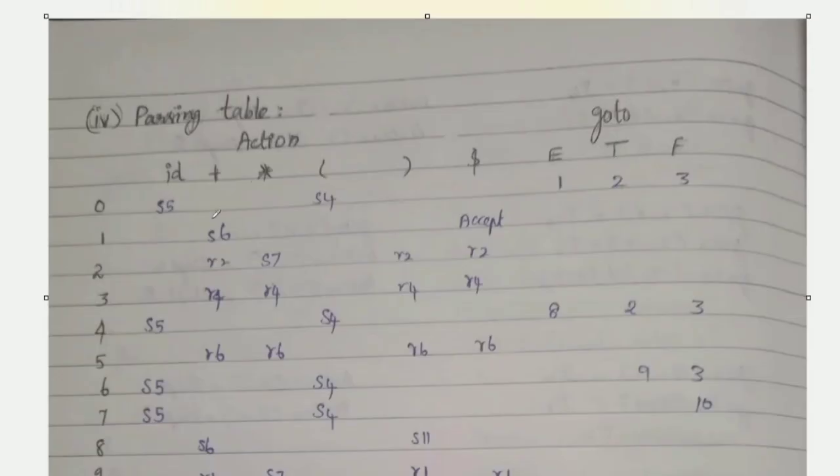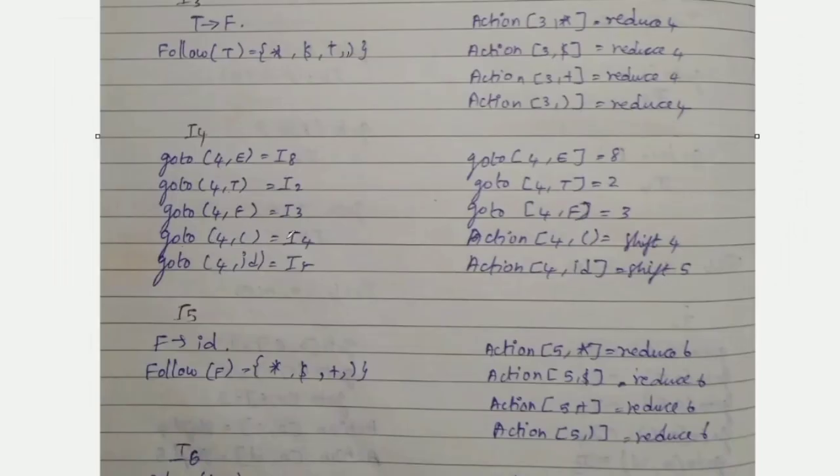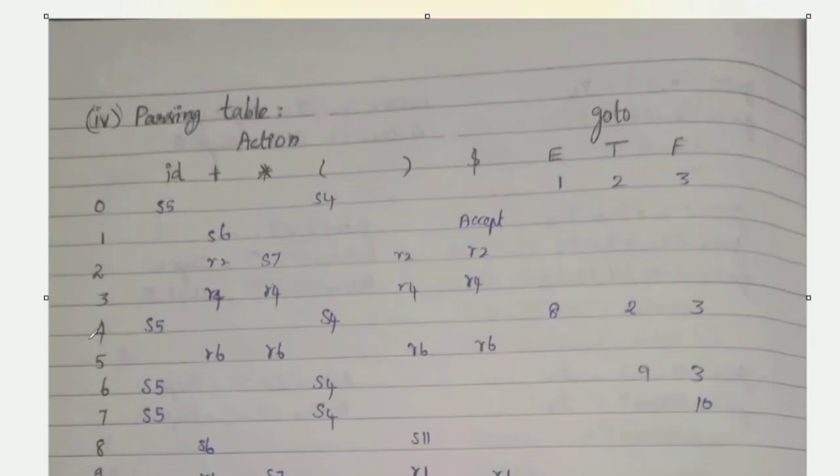In the given parsing table, 4 E 8, 4 T 2, 4 F 3. Next, go to 4 comma open bracket I4, go to 4 comma ID I5. These two are terminal symbols. The table entries: action 4 comma open bracket I4 as shift 4, action 4 comma ID I5 as shift 5. See the table: 4 ID shift 5, 4 open bracket shift 4.